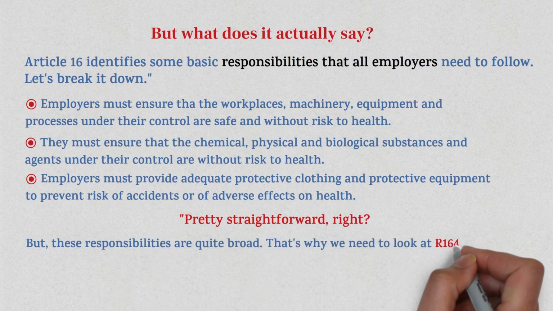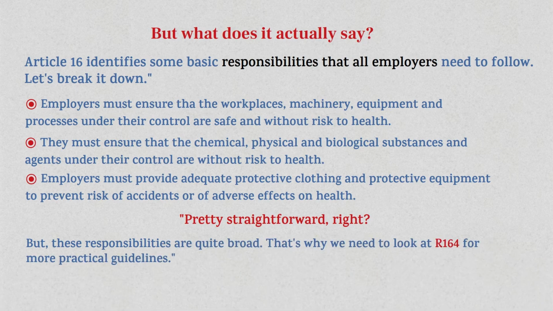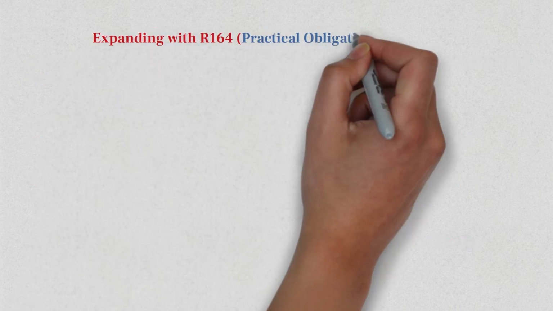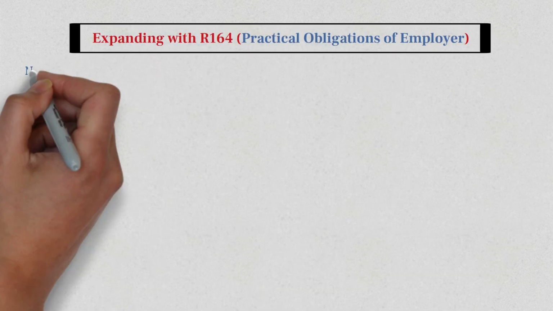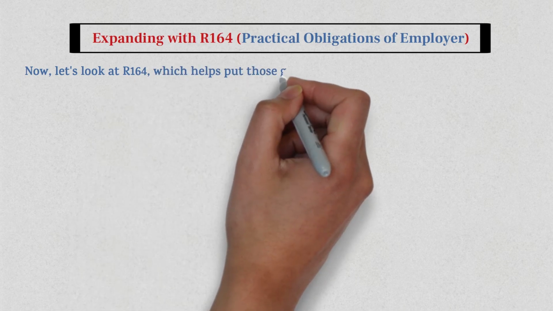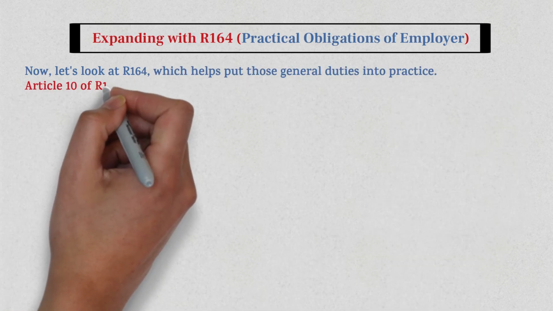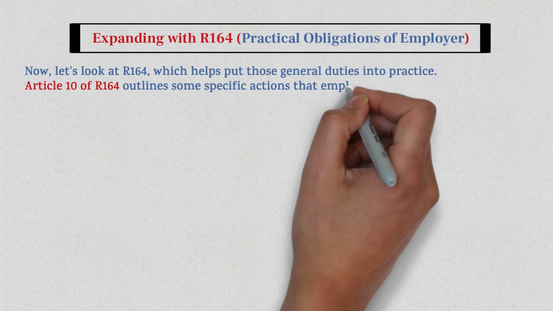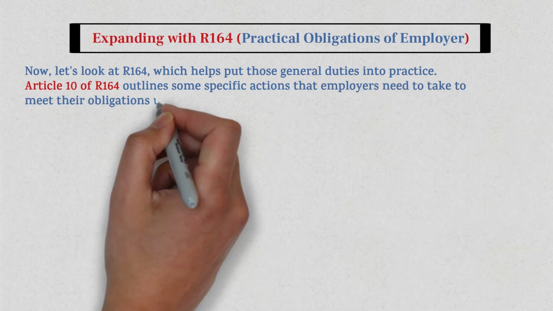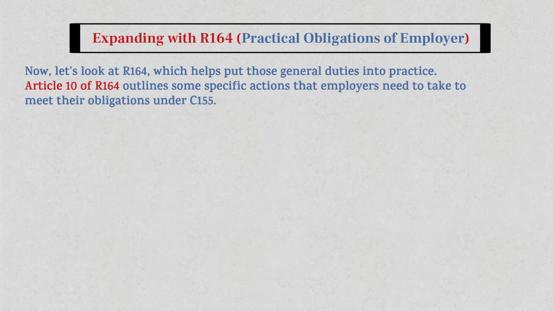That's why we need to look at R164 for more practical guidelines. Expanding with R164, Practical Obligations of Employer. Now, let's look at R164, which helps put those general duties into practice. Article 10 of R164 outlines some specific actions that employers need to take to meet their obligations under C155.